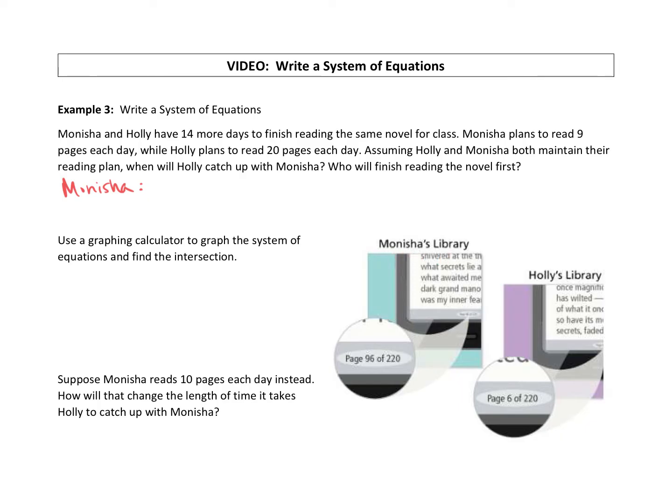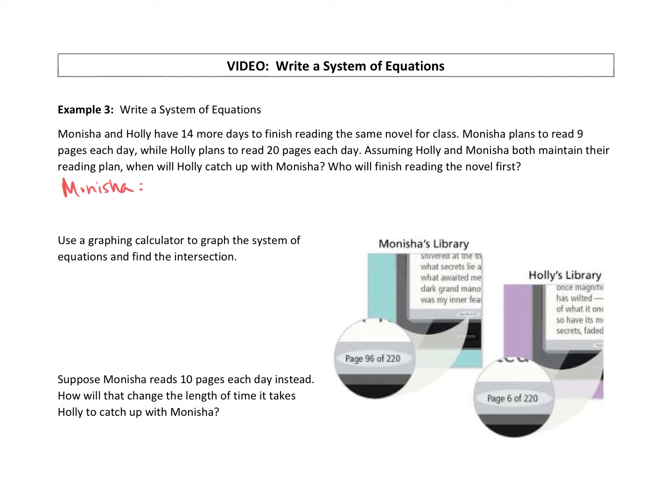We know that Monisha has already done some reading. She's on page 96 out of 220. That tells me that there are 220 pages in this book to read. So she's on 96 of the 220. Holly is on page 6, so she hasn't gotten very much read yet out of the 220.